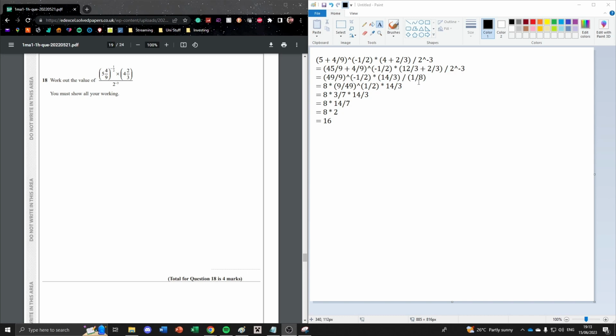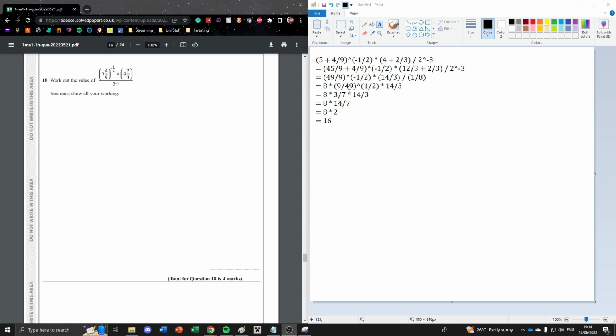Now, if we divide by 1 over 8, what we can do there is flip the fraction and bring it to the top. So rather than being 1 over 8, it's just 8, but of course it comes to the numerator. So we have 8, and then what we've done here for the second term, if we have a negative power, that indicates a reciprocal, so we can get rid of it by flipping the fraction. So we can move the 9 from the denominator to the numerator, and 49 to the denominator, and we end up with 9 divided by 49 to the power of a half, times by 14 over 3.